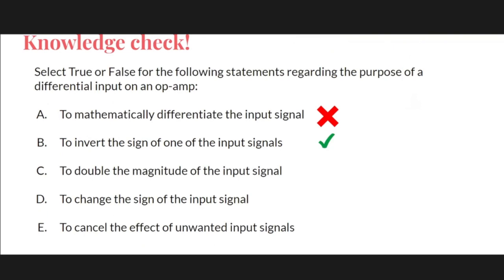That is correct. You know it has an inverting and non-inverting input, so one of the inputs will be inverted, and that basically gets rid of noise. To double the magnitude of the input signal, that is incorrect. To change the sign of the input signal, that is incorrect. I don't really know why, but it's to invert the sign of one of the input signals, not to change both. And to cancel the effect of unwanted input signals, that is correct.